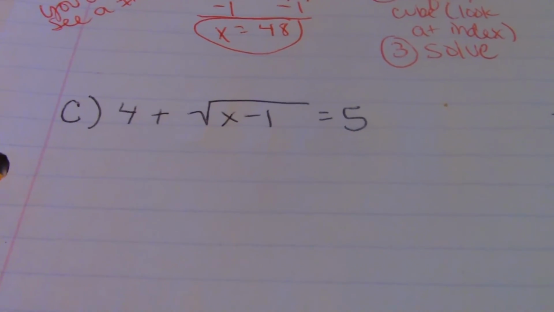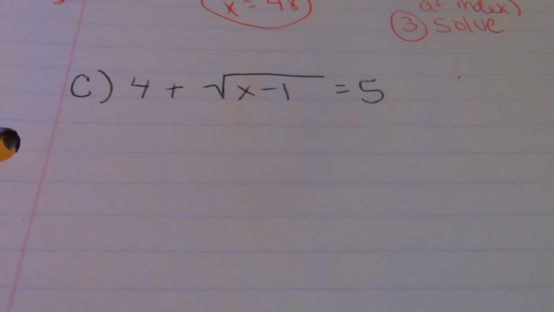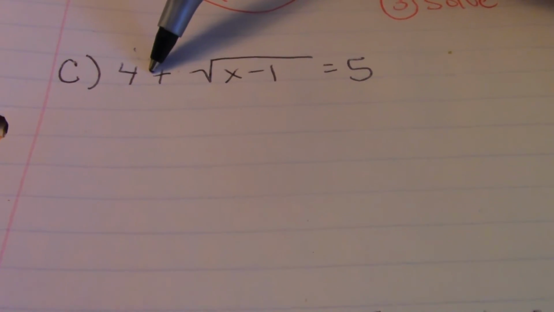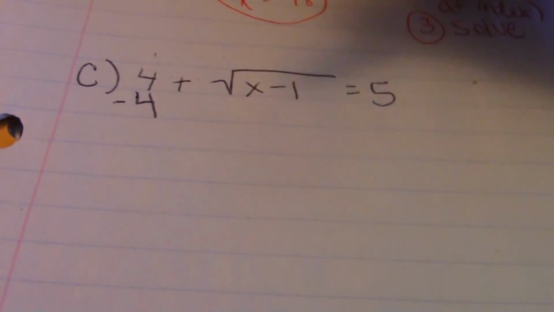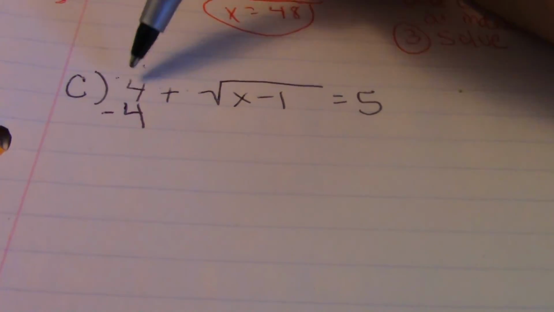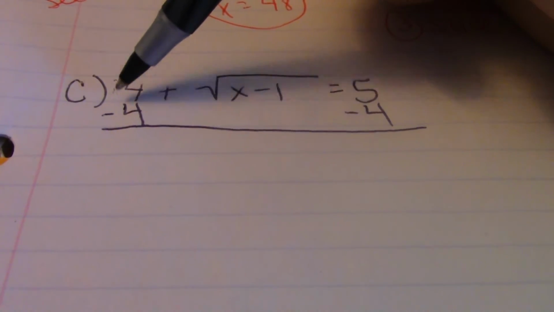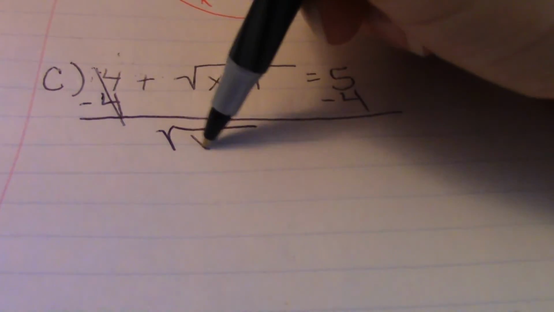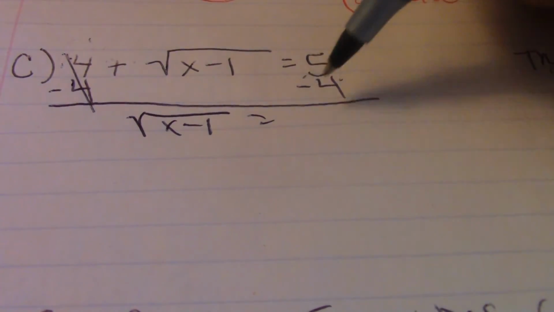C. Once again, get everything on one side. So this does not say 4 times, it says 4 plus. So this is a positive 4. The opposite of positive 4 is negative 4. And remember it is the sign in front, not the sign behind. So 4 minus 4 goes away. This is still the square root of x minus 1. 5 minus 4 is 1.